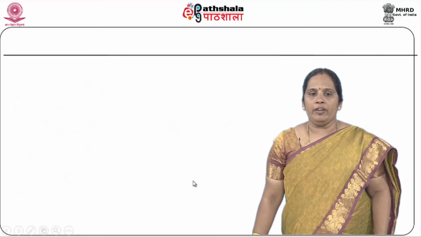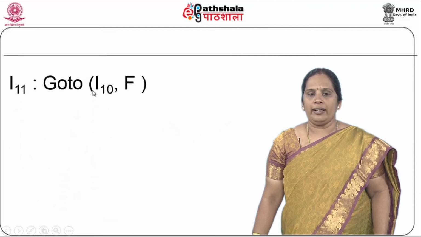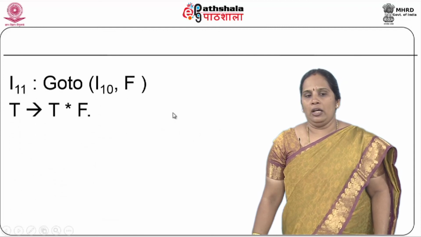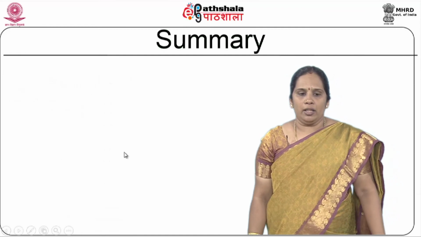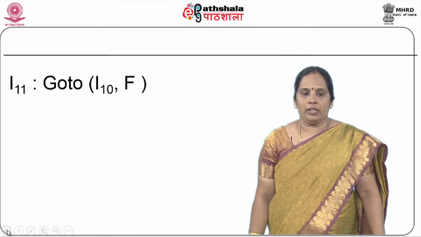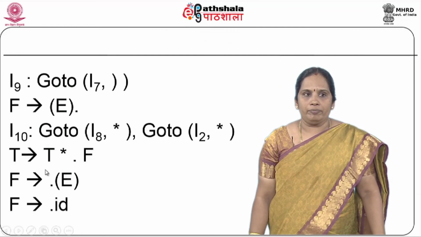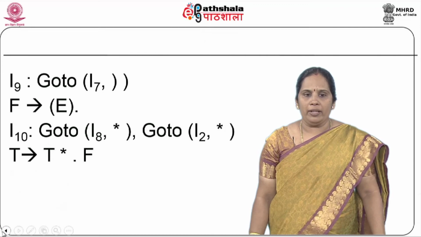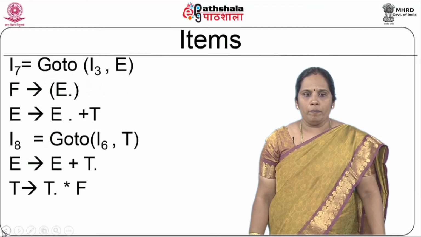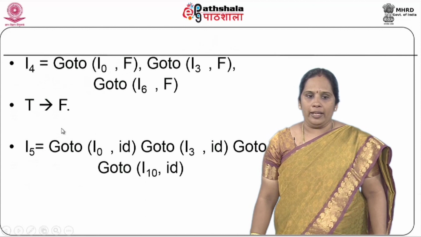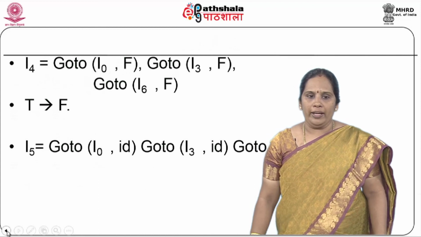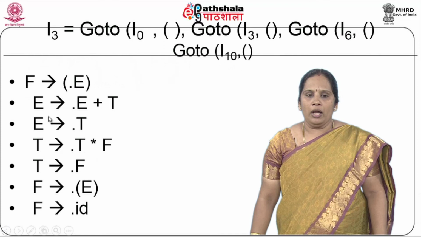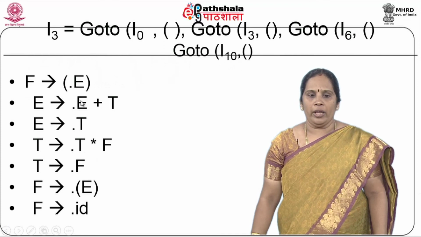And I11 will be goto of I10 comma F, which is this. Now, all the other things would be repetitions. Okay. If you consider, for example, I am done with I3, nothing to consider in I4, I5 also, there is nothing to consider. I3, there is so much.